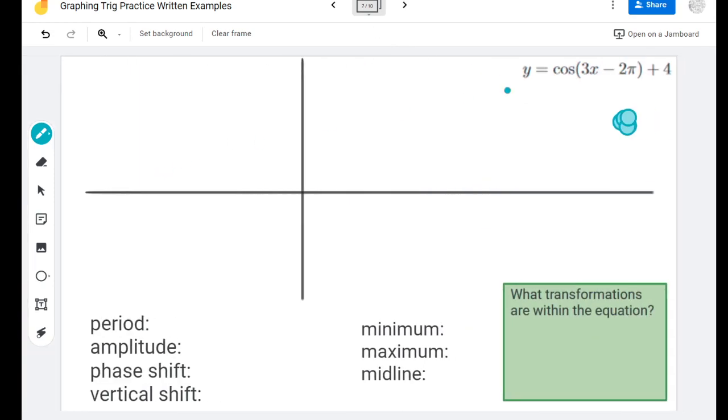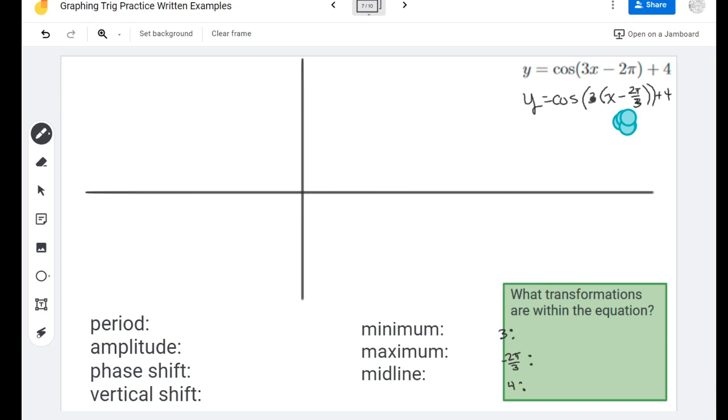Alright, so here's another one. This one, now we're going to have 3 transformations in it. First, we need to get it written in the form that we can identify those transformations, right? So what that means is here within the cosine, I'm factoring a 3 out of this expression. So 3x divided by 3 is x, and 2 pi divided by 3 is -2 pi over 3. So we're going to need to identify what happens with the 3, what happens with the -2 pi over 3, and what happens with the 4. And those will determine what we need to do on our x and y axis.